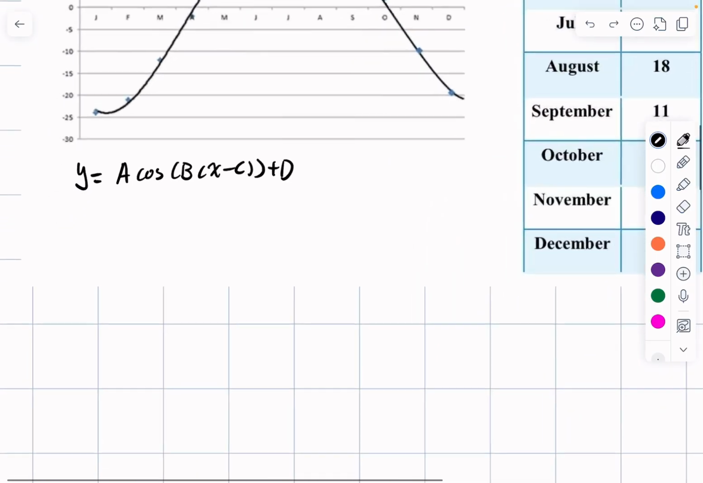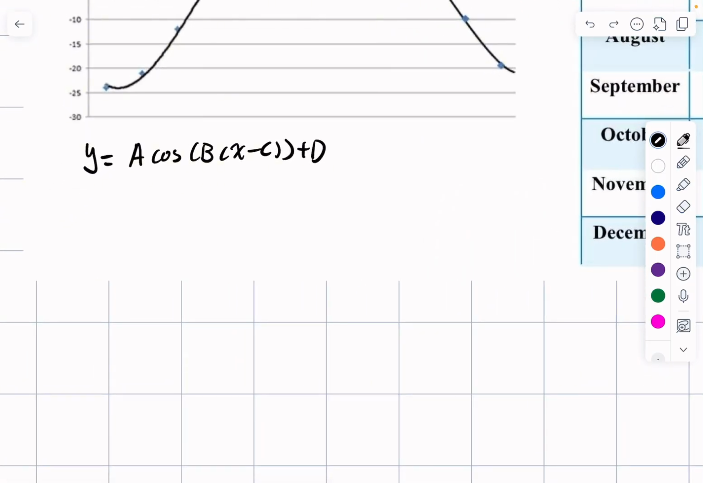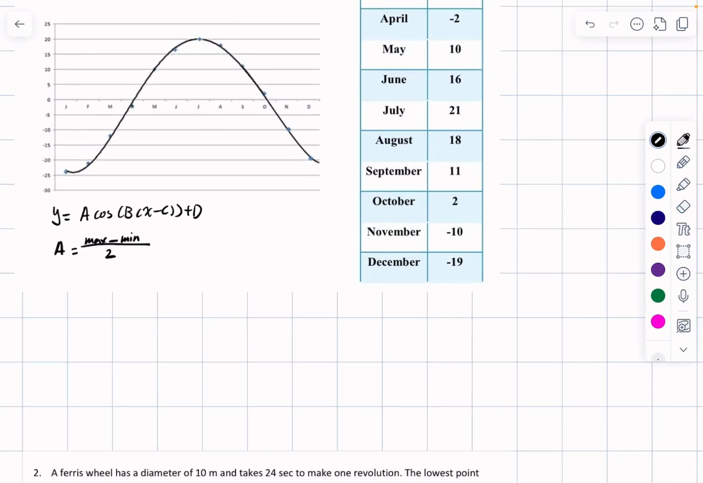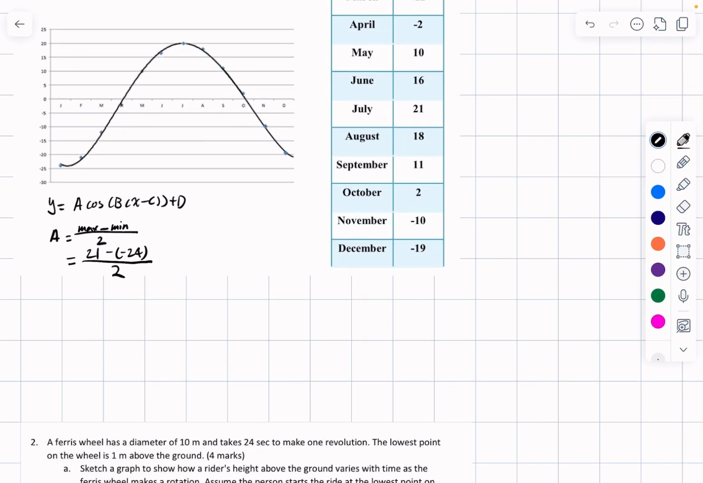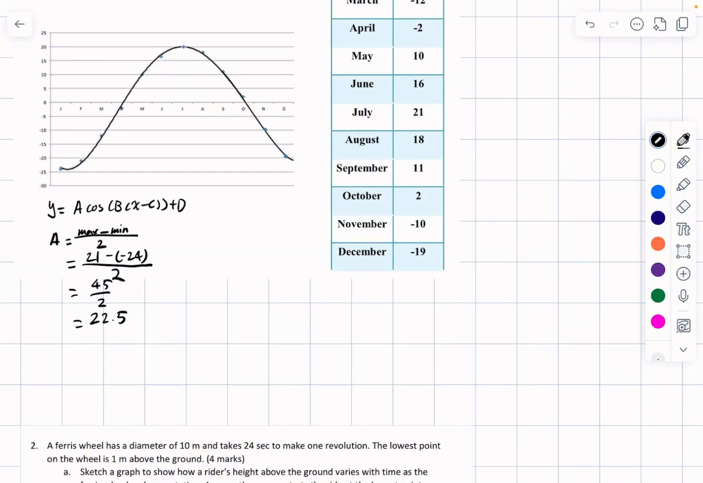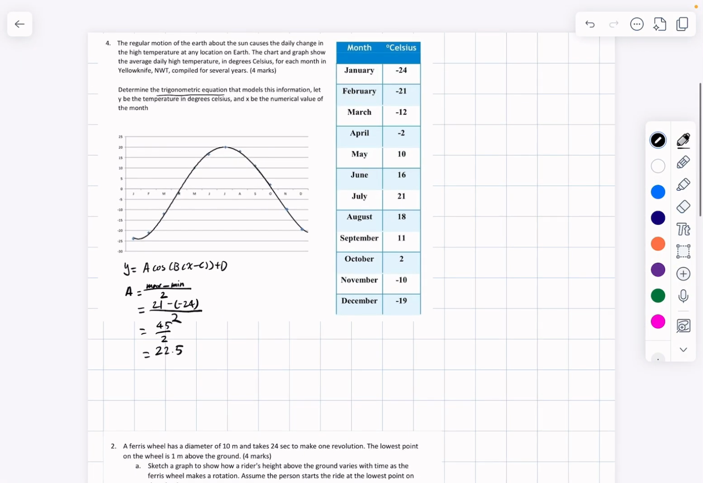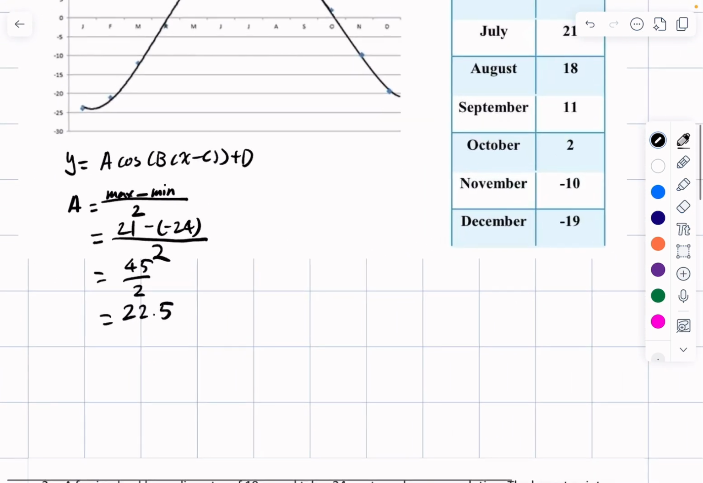So to find the amplitude, we're going to plug in the equation where A equals max minus min divided by 2. So it would be A equals 21 minus negative 24 divided by 2. Since the graph starts at the minimum, this reflects that the amplitude would be a negative number, so it would be negative 22.5.